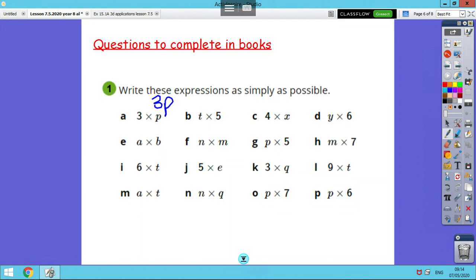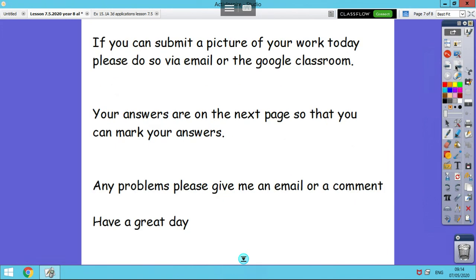So I want you to do these questions in your books, letter them, number it, so 1A, 1B, 1C, etc. And I want you to just write your answers in a line. Once you've done that, you're finished, okay? So that means you can take a picture of your work and submit it to me, okay?